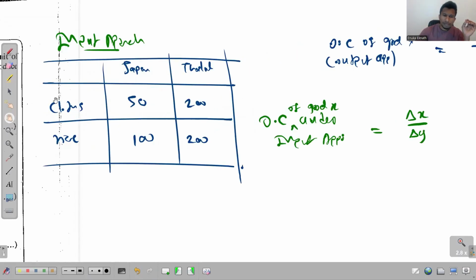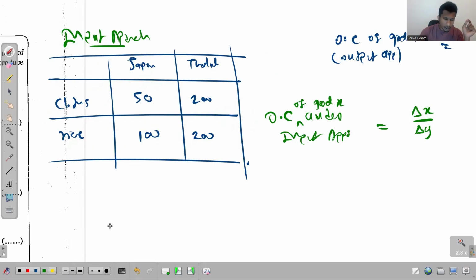this table. Right. So for the time being, let's consider clothes to be X and rice to be Y. So how do we find this opportunity cost there? You need to get the change of X. So change of X in Japan is just 50, 50 divided by change of Y. Y is 100. So you get the opportunity cost as 0.5. And for rice, it's 100 over 50. So the answer is just 2.